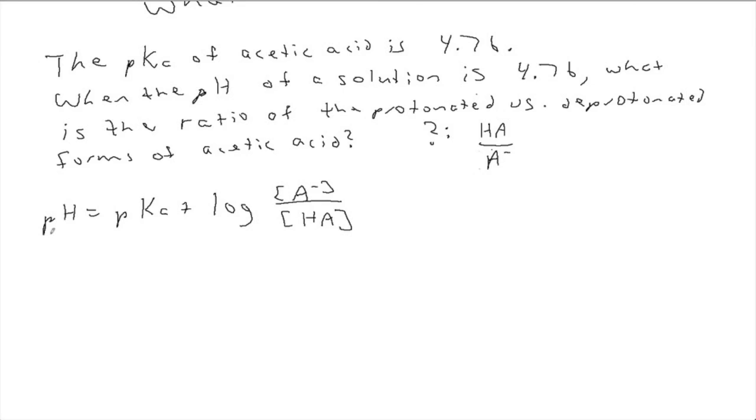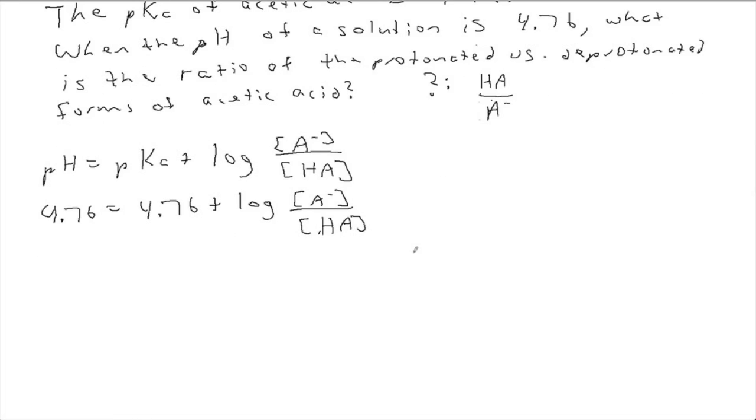What would I plug in here for the pH? 4.76. What would I plug in for the pKa? 4.76. Now, in this type of problem, I'm not going to plug in anything for A minus and HA because this is what the question's asking us for. Can you see any way to start simplifying this equation?